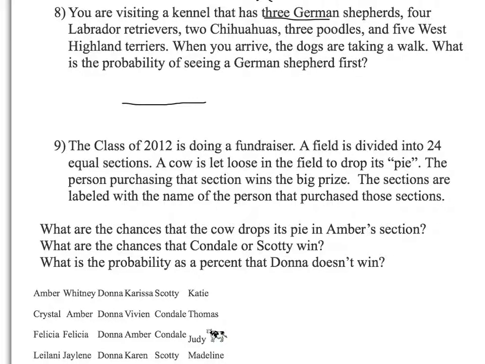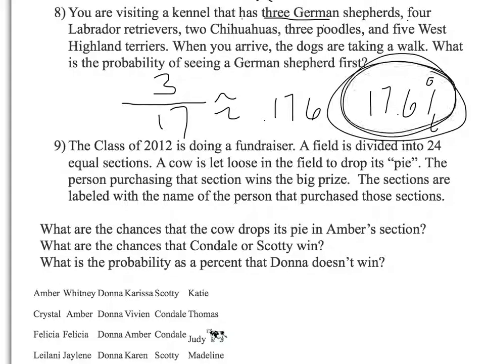Since there are 3 German Shepherds, it's 3 over, what's the denominator here going to be? Well, how many total dogs do we have? We have our 3 German Shepherds, plus 4 Labradors, that's 7, plus 2 Chihuahuas, that's 9, plus 3 Poodles, that's 12, and then 5 Westies, 17, so 3/17. And we'll just leave it as that, but of course we could divide 3 by 17, and that's going to get us about 0.176, which is a 17.6% chance that we are going to first see a German Shepherd.